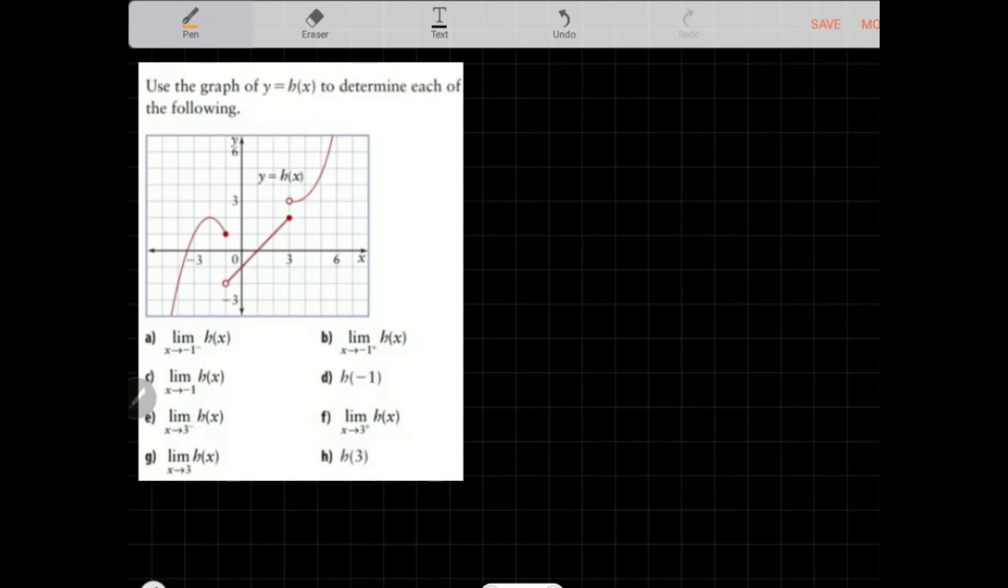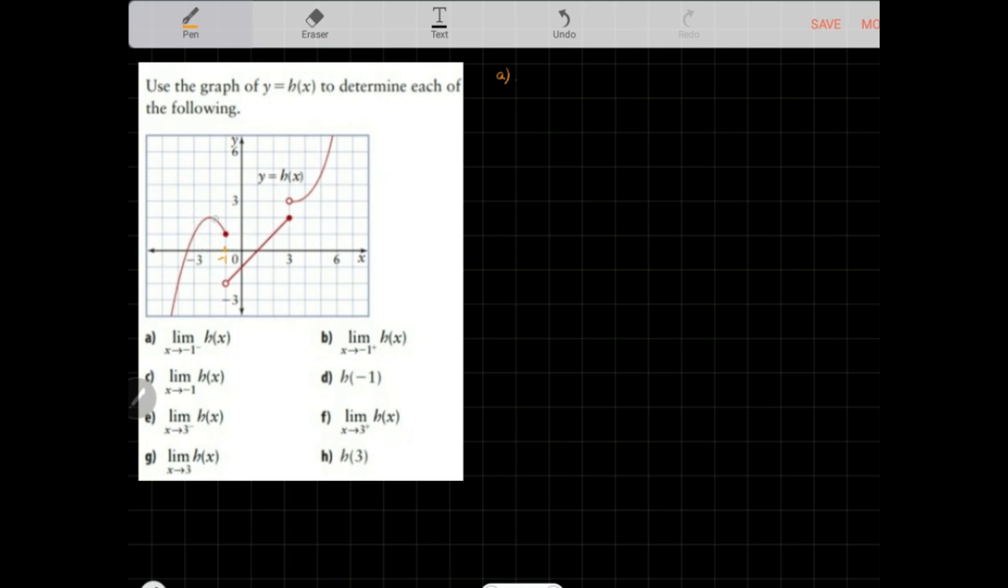Okay, use the graph of y equals h of x to determine each of the following. A, limit as x approaches -1 from the left side of h of x. Okay, starting with part A, -1 is right here, it's located there.